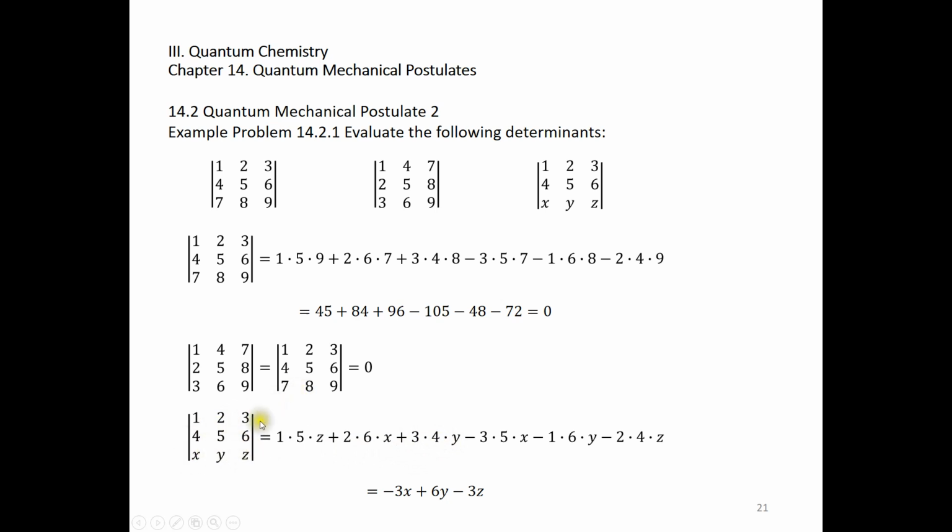And then we change the direction. 3 times 5 times x, it's going to be negative. And then 6 times y times 1, it's negative. 2 times 4 times z, it's negative. So we got this expression. Anyway, it's pretty simple to do.